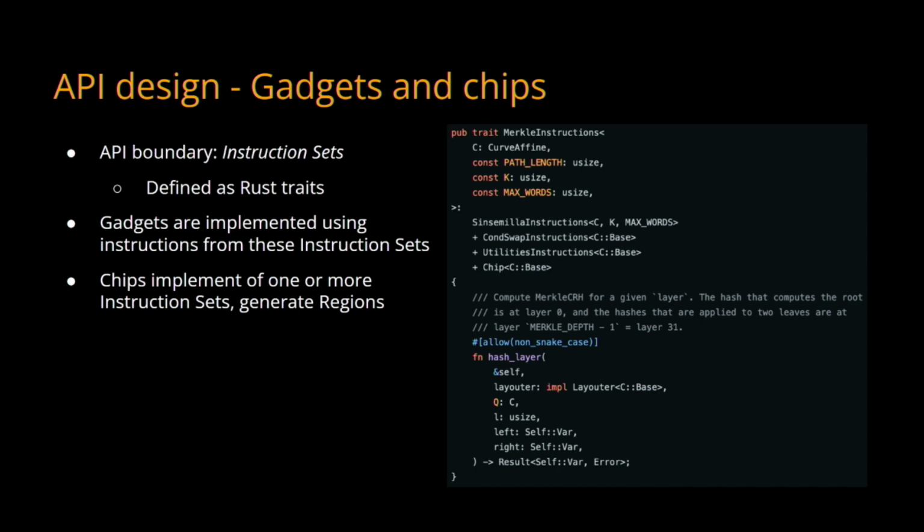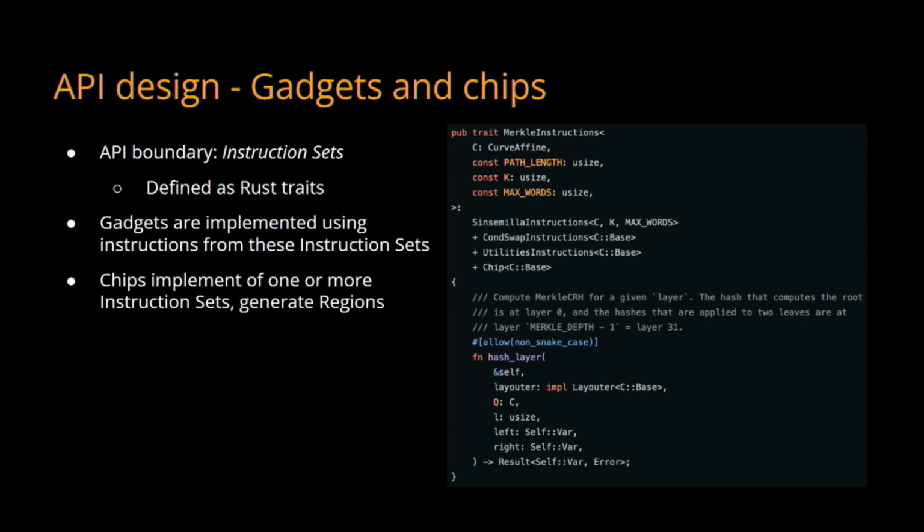This concept is directly taken from AVX2 or SSE4 instruction sets that you get in CPUs. So we can define a Rust trait that encodes the set of instructions you need to implement your gadget. In the example here, I have a Merkle instructions trait, which provides a hash layer instruction. And this performs the step when checking the Merkle path of a commitment tree to take two nodes and hash them together and produce the next node for the next layer.